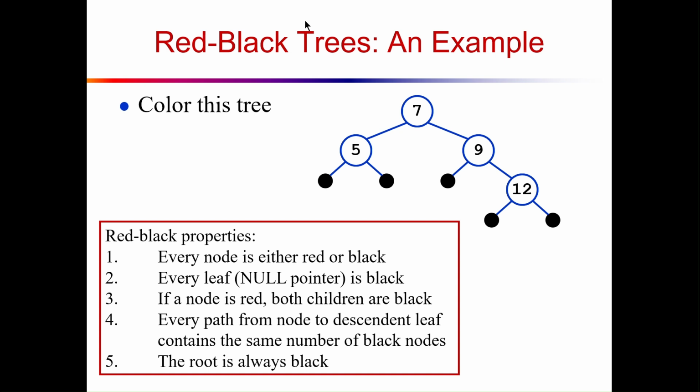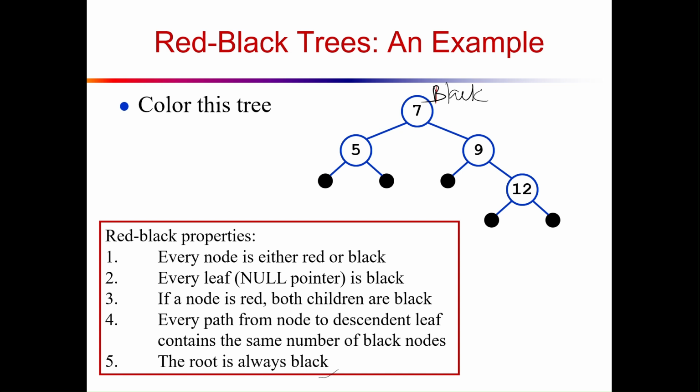And for reference purposes, I've also mentioned all the properties here again to simplify the task. All right. Now, if we start with the simplest configuration of coloring, let us start with property number 5, that the root is always black. So let me give 7 the black color. I'm giving the root the black color, so I'm complying with property number 5.